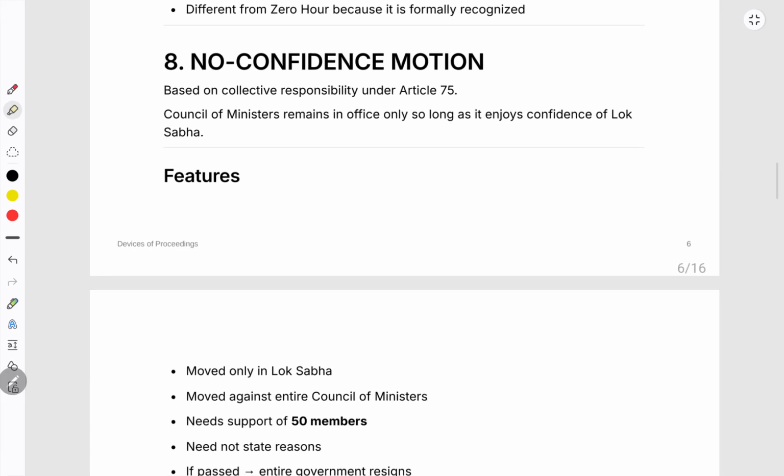Now coming to no confidence motion. No confidence motion is based on the idea of collective responsibility, right? Collective responsibility we have under Article 75, which says that the Council of Ministers is collectively responsible to the Lok Sabha, right? So the Council of Ministers remains in office as long as it enjoys the confidence of the Lok Sabha.